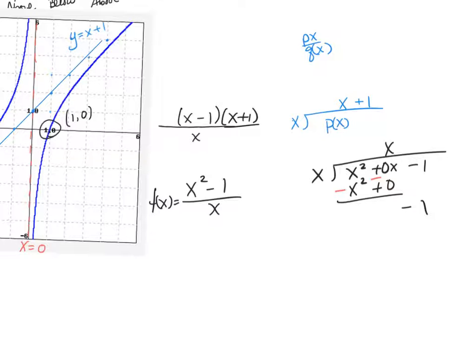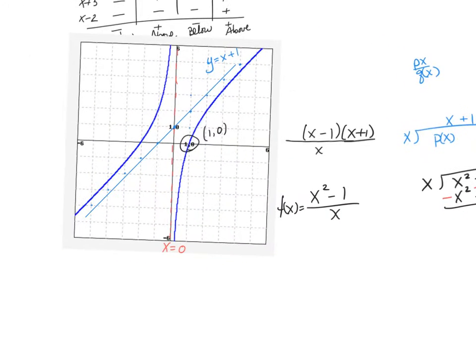How many times does x go into negative 1? 0 times. So is this my actual... Does that work? So I have this other x-intercept. I have this x-intercept and I have this x-intercept. This other x-intercept is negative 1, 0. That means x plus 1 must have been a factor of the numerator.